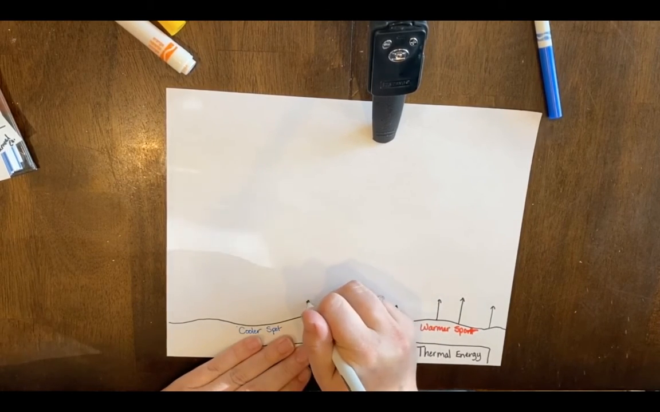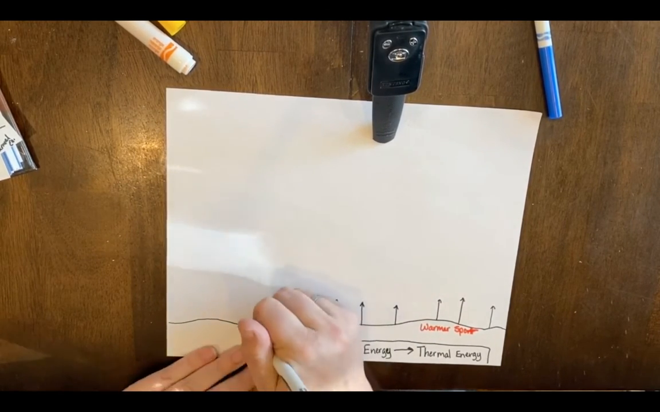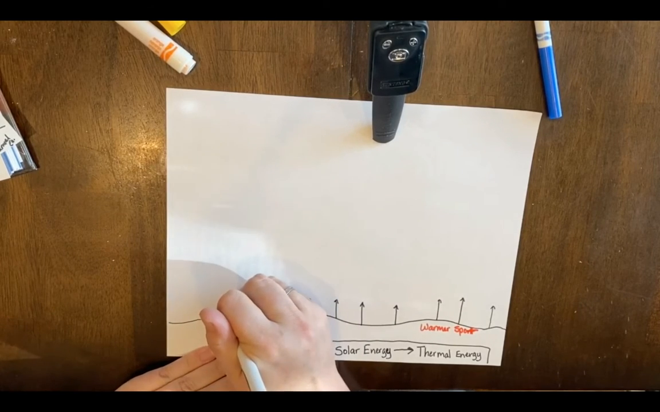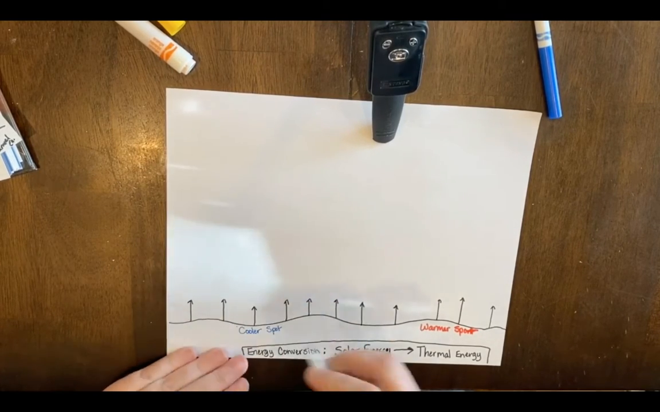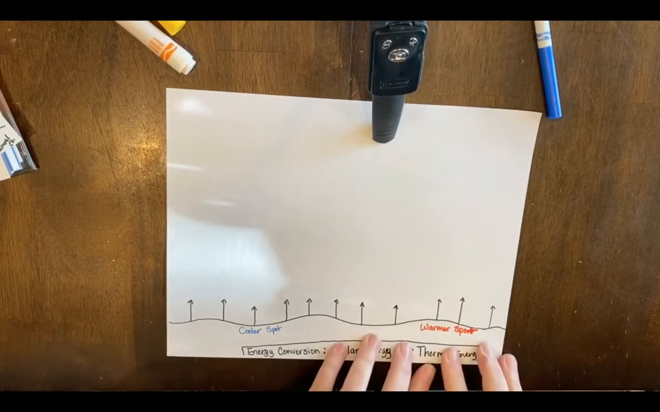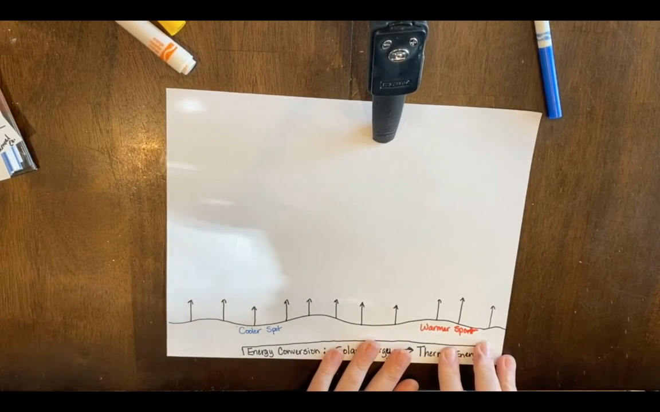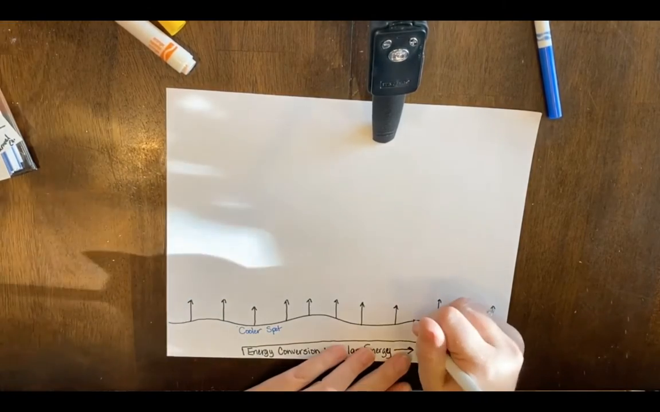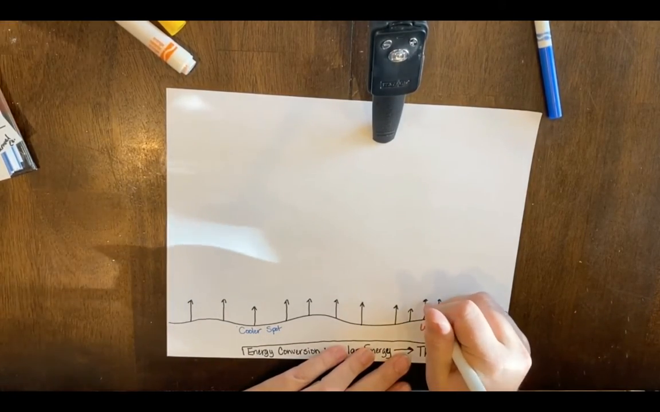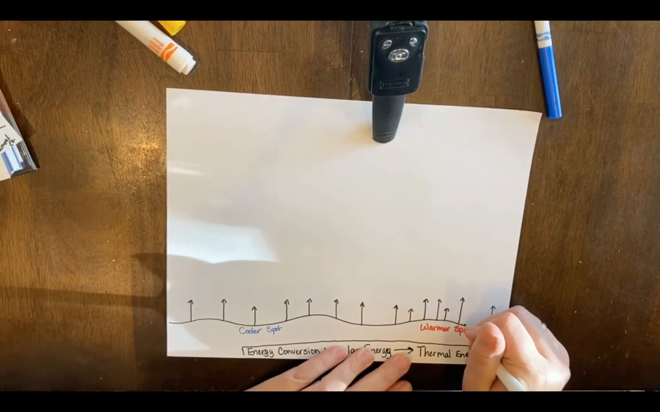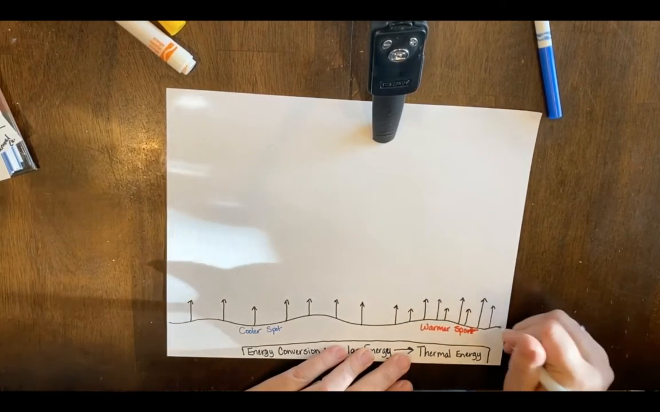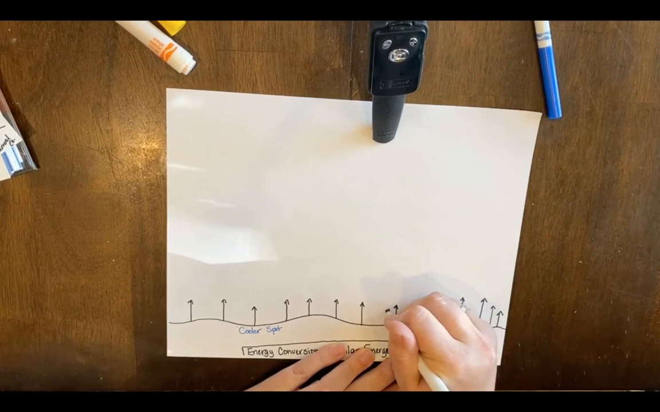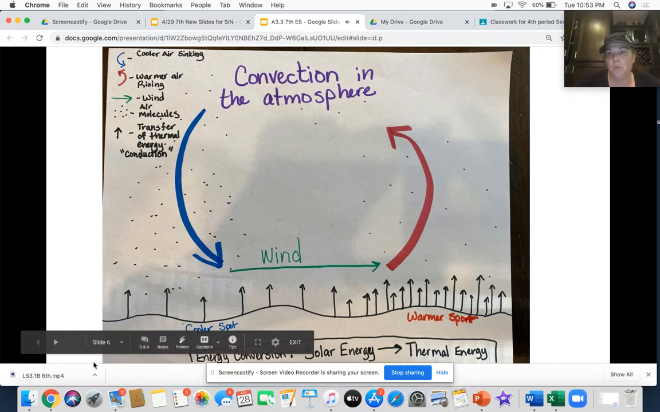Now, let's stop and think. If this spot is cooler, how much thermal energy is being transferred from the Earth as compared to this spot? How can I show that in my model? Well, easily, I can just add more arrows in the warmer spots. So I'm going to add some more arrows. Okay, so more arrows is showing that there is more energy transfer going on.